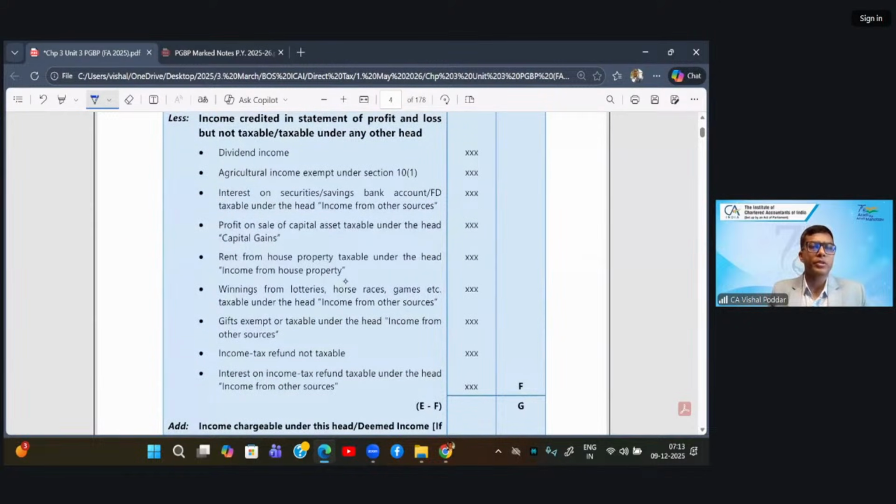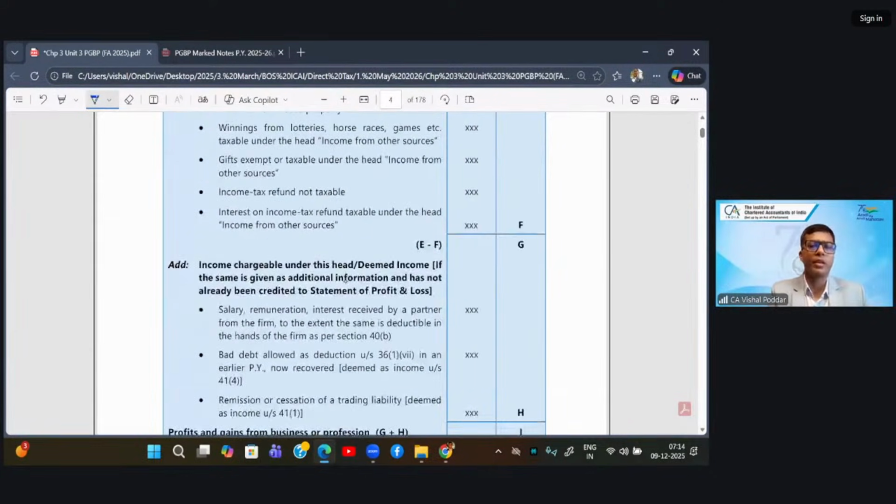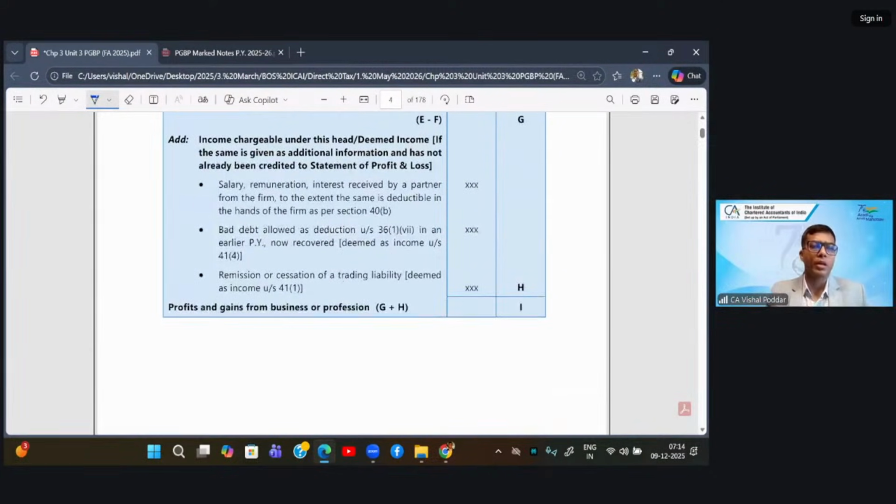Similarly, those incomes which are credited to P&L but which belong to any other head. So a list of all those incomes are given. These are incomes belonging to other sources or of capital gain or of HP or of maybe salary. Similarly, you will add those incomes which are taxable under this head, but for some reason they are not credited to P&L.